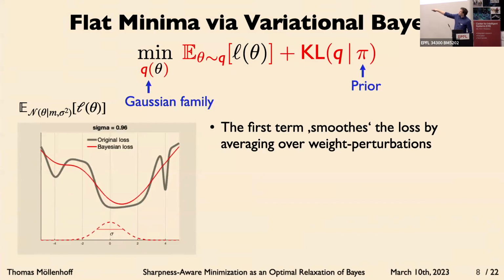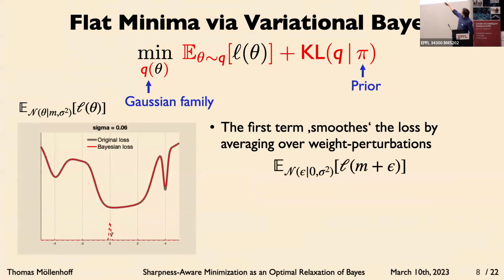And if the variance is large enough, if we would optimize the red loss, we would go to the flat minimum. So this first term in our variational Bayesian approach smooths the loss by averaging over weight perturbations. It can be rewritten in the following way: this is done by just pulling the mean out as a perturbation, with this plus epsilon.